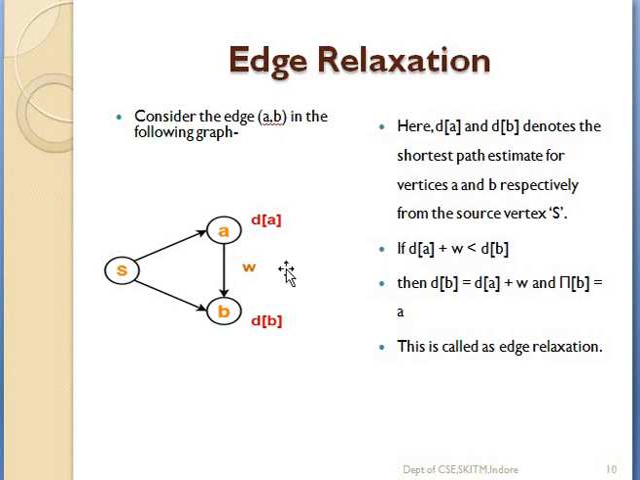So in order to reach the node B, we have two options. If the distance of A plus the weight is less than the distance of B, then the distance of B equals the distance of A plus the weight. This is called edge relaxation. I will discuss edge relaxation with one example, and whenever it comes up, I will explain again how we apply the relaxation.